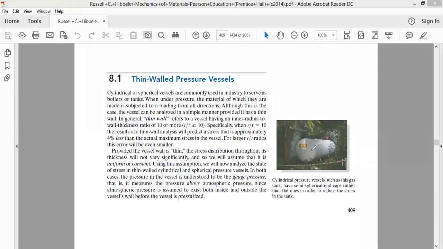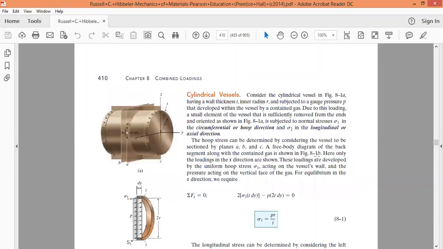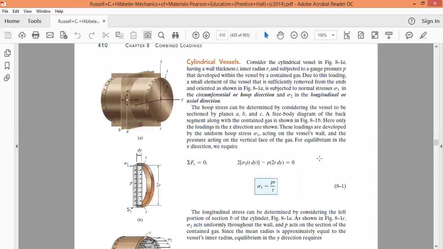So the internal pressure effect is to be nullified somehow by the pressure created by the walls. Okay, so how does that happen? For that, we need to understand the theory of pressure vessels. How is the stress distribution? How are the stresses developed inside these pressure vessels?